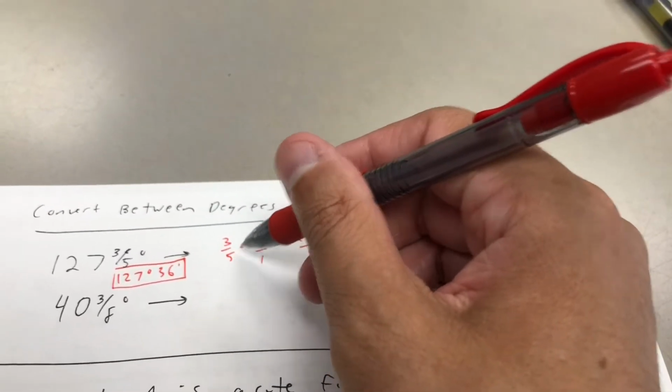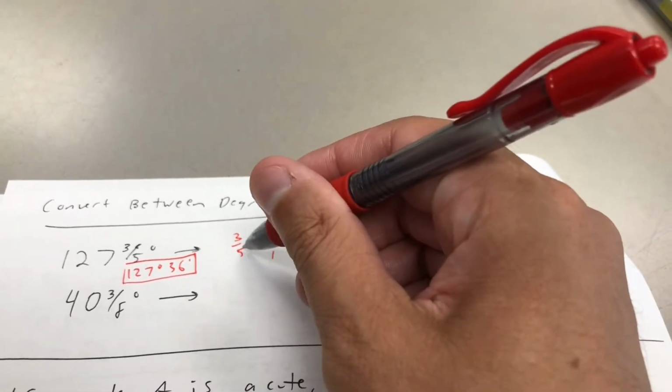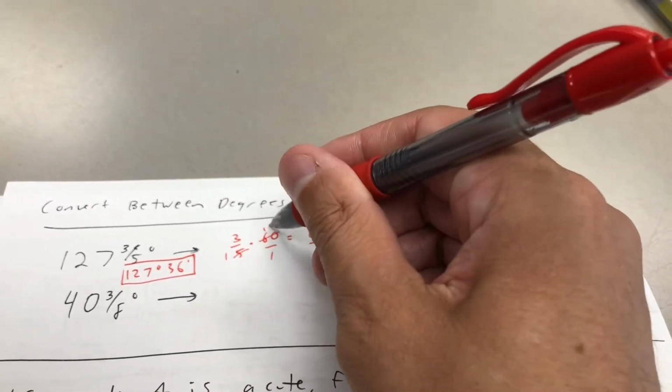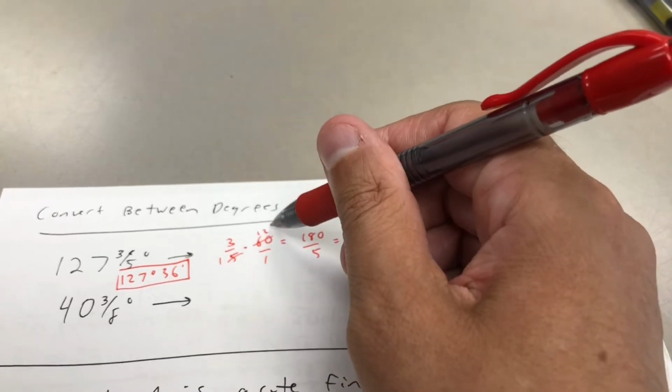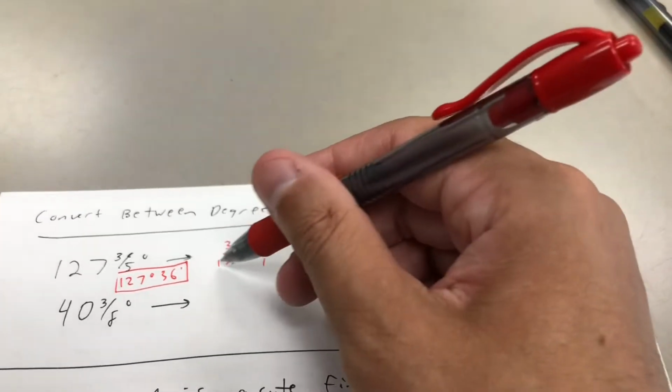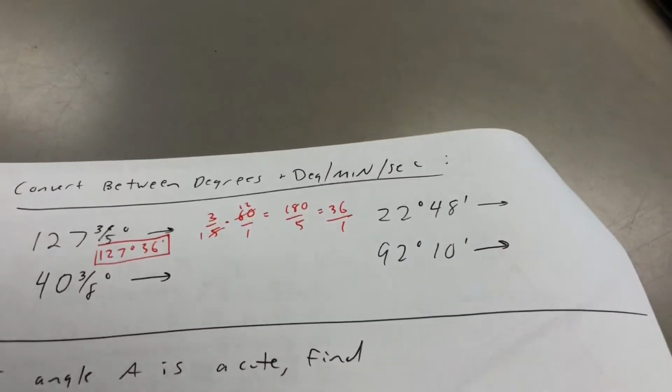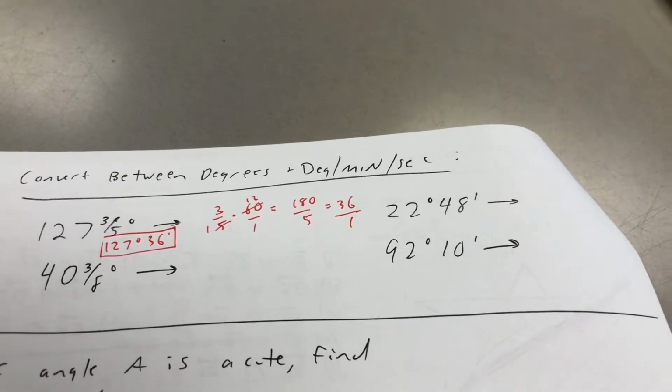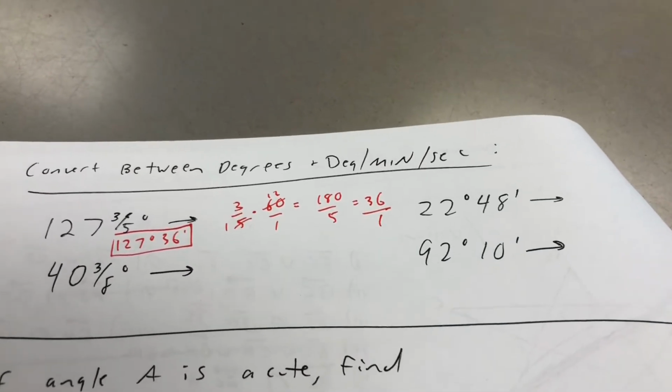You could also do what's called cross-canceling. 5 goes into itself once, 5 goes into 60 12 times. 3 times 12 is 36. 1 times 1 is 1. And you get your answer, 36, potentially without having to go to a calculator.